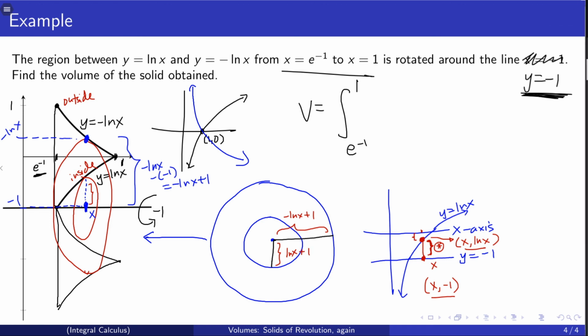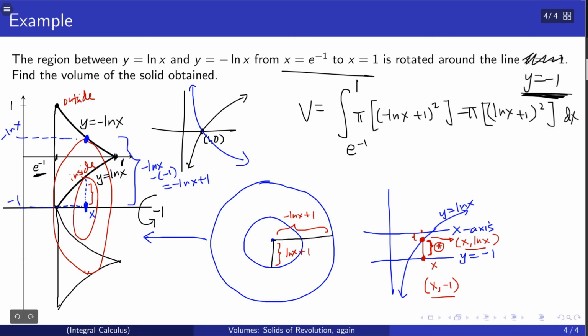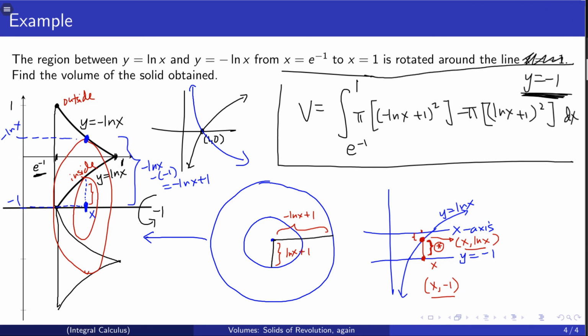And so now I have my area function, right? For washers, it's just pi times the outer radius squared minus pi times the inner radius squared. And again, don't worry too much if you can't quite evaluate this integral yet. But this is going to be equal to the volume of that solid.